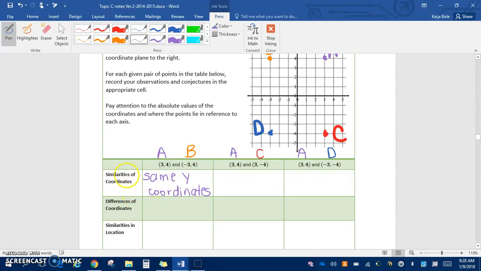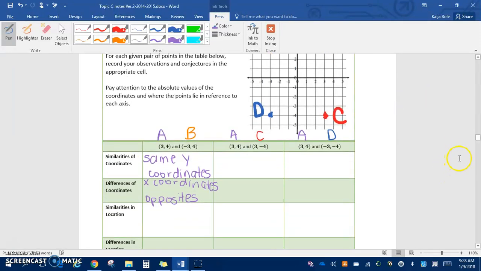Alright, and then if we look at the difference, we can see that the x coordinates are different, but let's also remember that they're opposites. So you're going to put that the x coordinates are opposites.